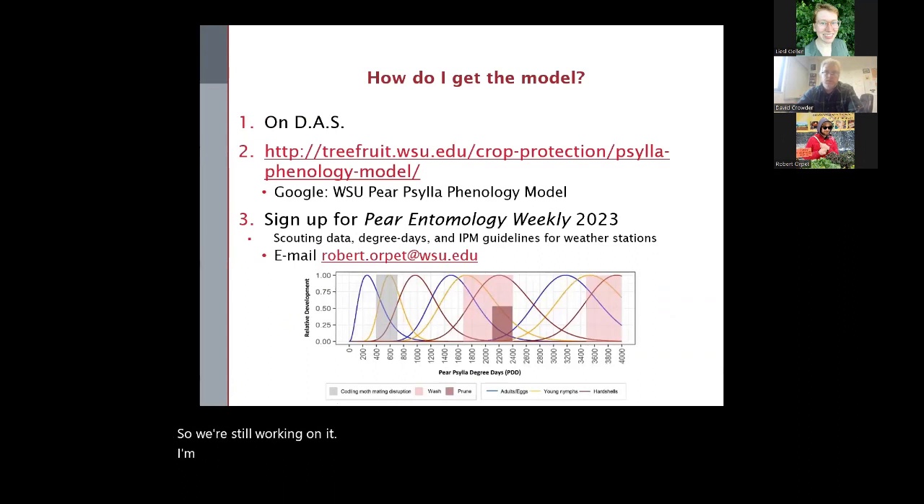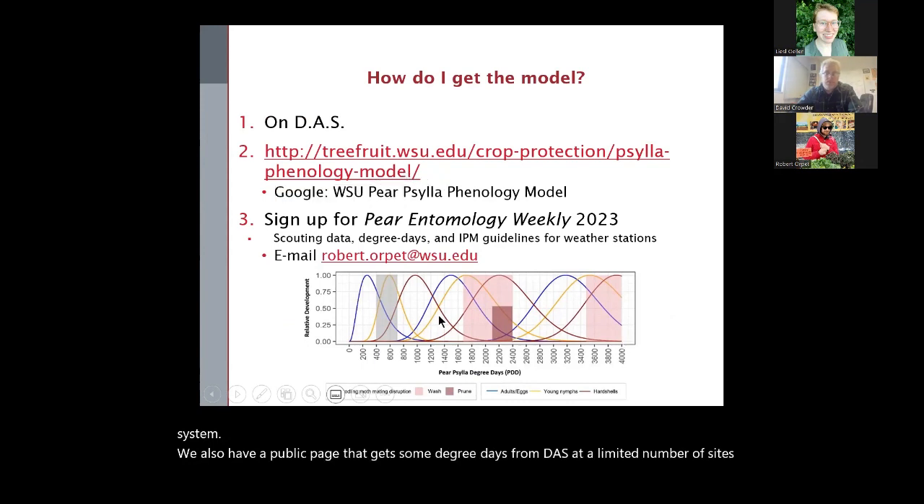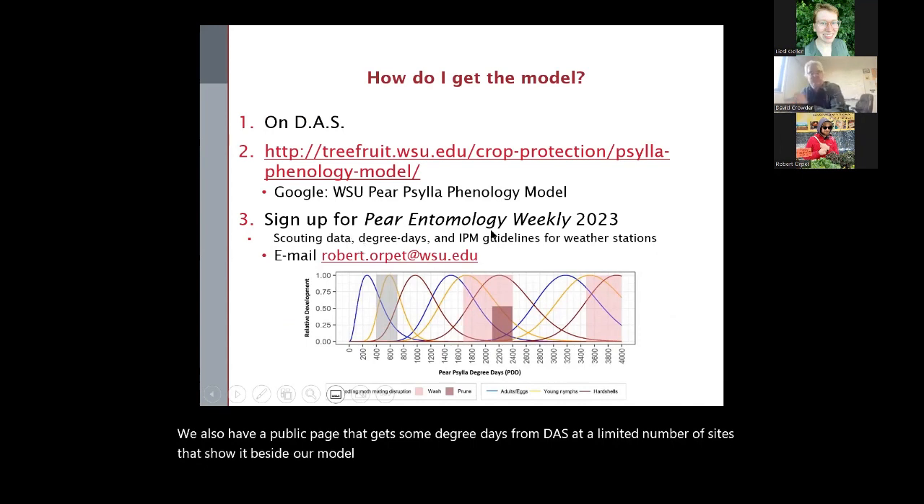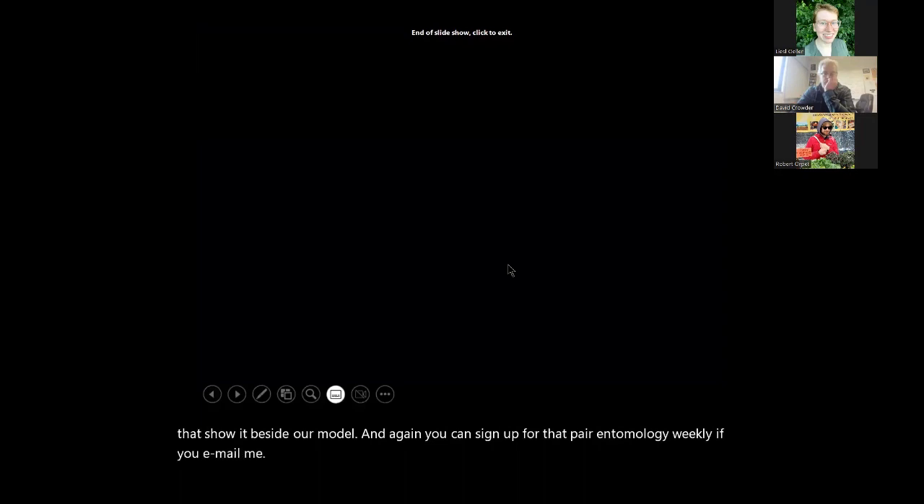I'm sure this will be covered later, but just to go over, you can get this model on Decision Aid System. We also have a public page that gets some degree days from DAS at a limited number of sites that show it beside our model. Again, you can sign up for Pear Entomology Weekly if you email. That's my presentation.